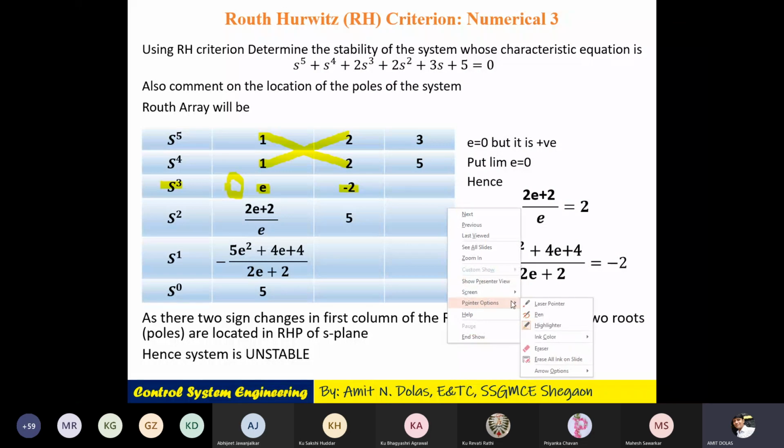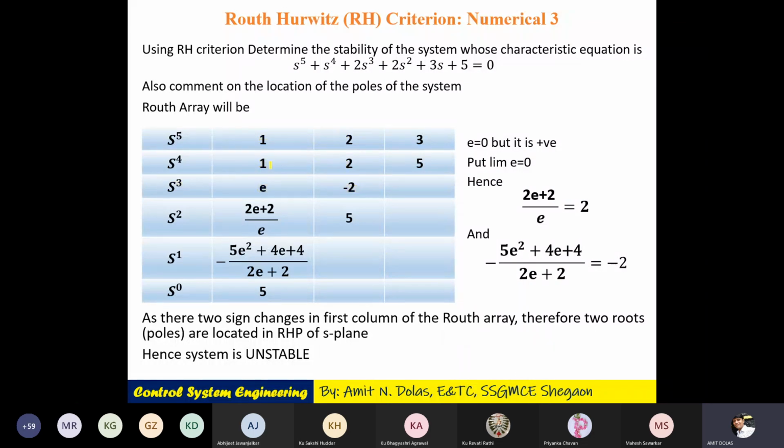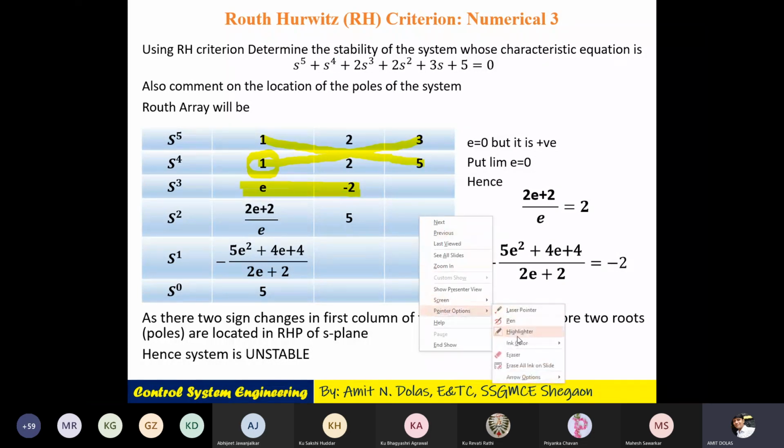So this element is calculated in a similar way. 1 into 3, that is 3, minus 1 into 5, that is minus 5. So 3 minus 5 is 2, divided by 1, it will be, of course, minus 2. Now this row is over. We replace 0 with epsilon, then do the calculation as per the rule of our route array.